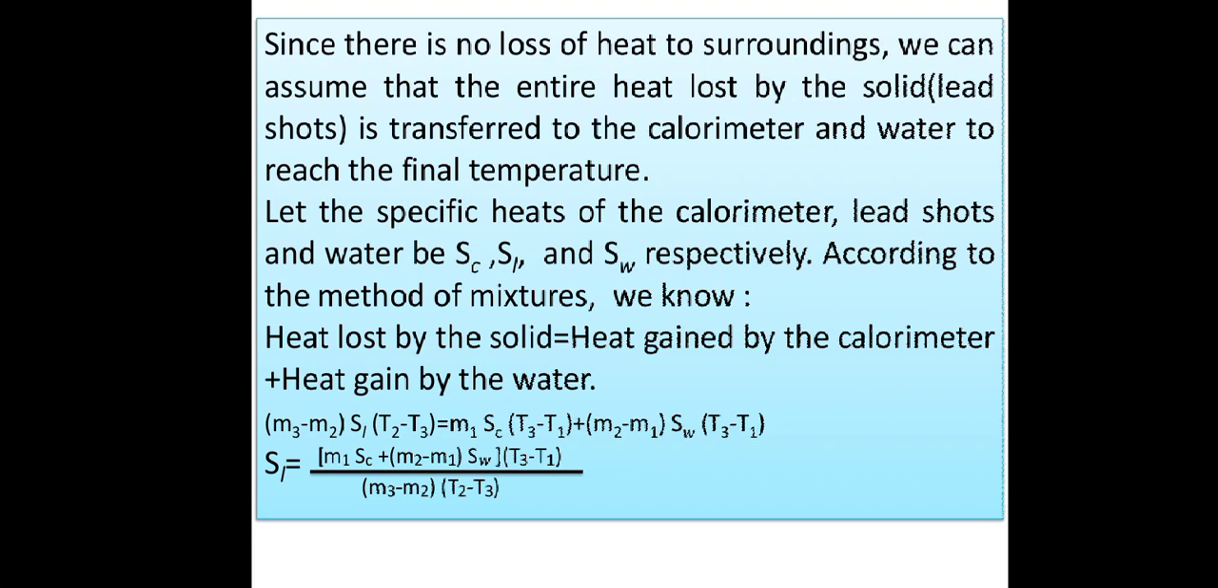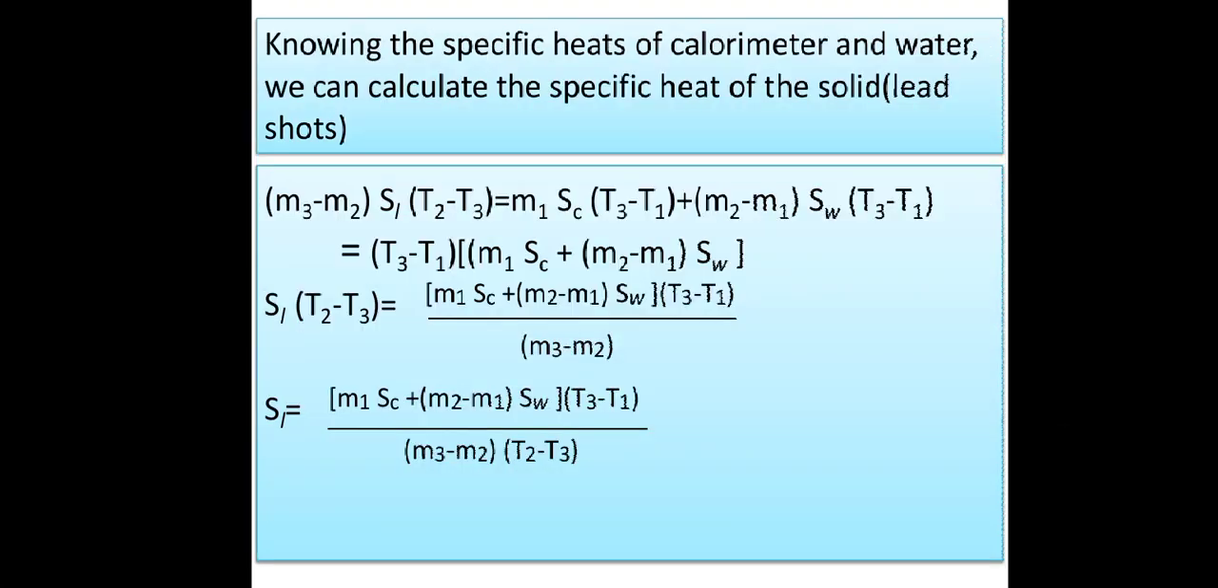So, after careful calculations, I will assume S_L is equal to (M1 S_C plus (M2 minus M1) S_W) times (T3 minus T1) by (M3 minus M2) into (T2 minus T3). Knowing the specific heats of the calorimeter and water, we can calculate the specific heat of a solid. Here the solid is lead shots.